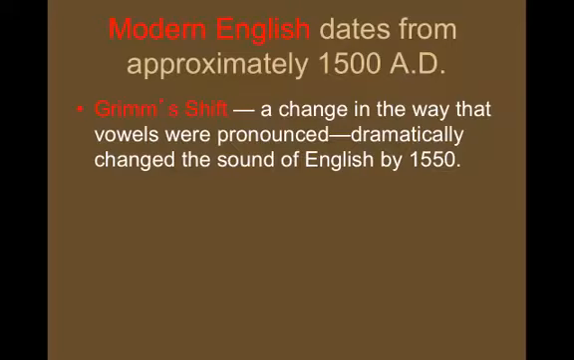For example, the word knight, that K is silent when we say it, but you may have noticed that on the audio she said knight. She pronounced it. So lots of changes like that. We're not exactly sure what caused Grimm's shift. We just know that it happened, and it really changed the way our language sounds.